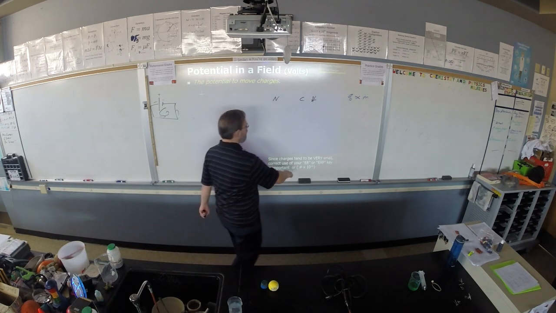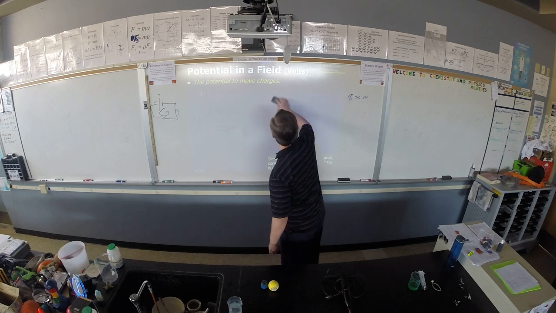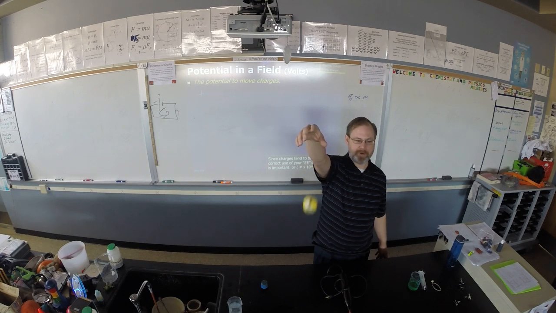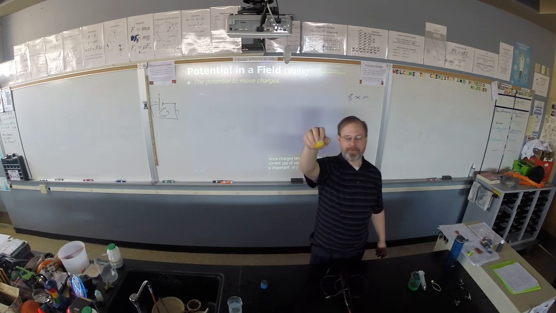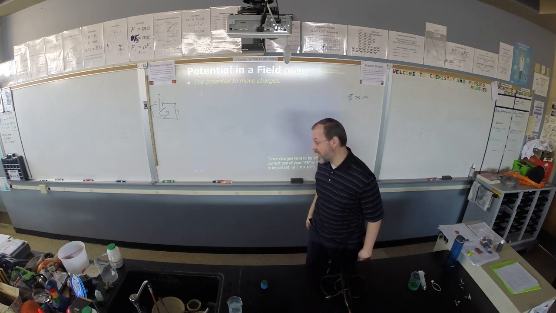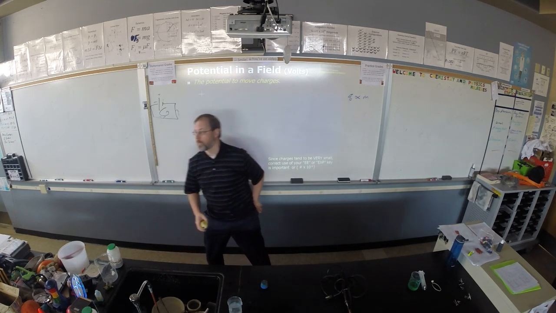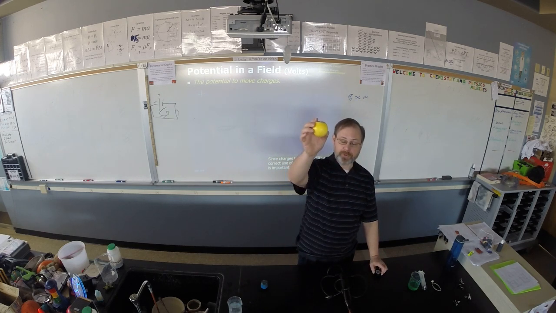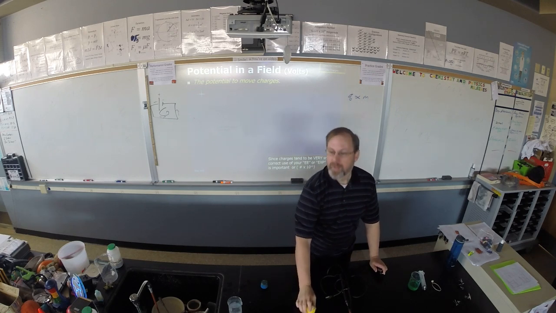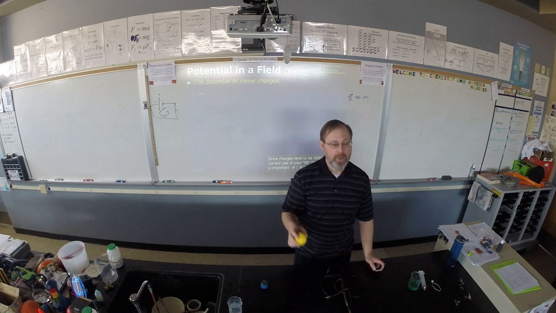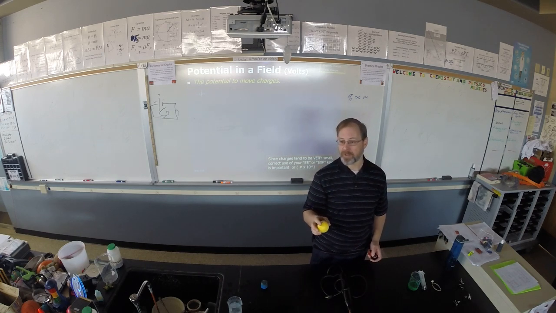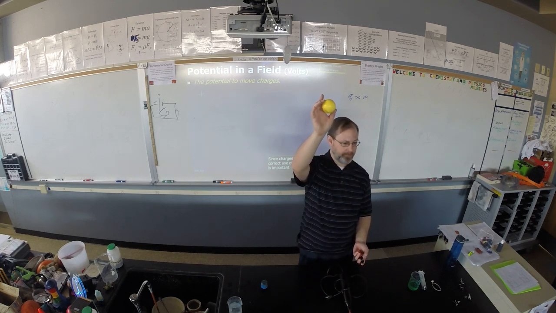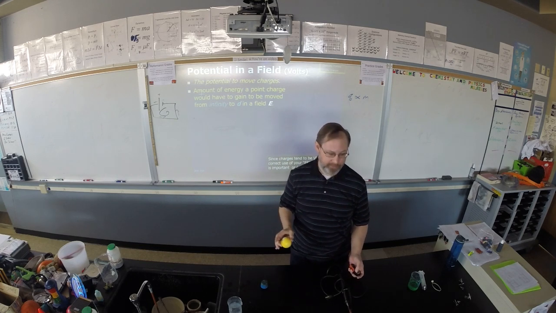So a ball in a gravitational field has the potential to fall, right? By falling through the gravitational field, its potential energy does what? It decreases. High potential energy, low potential energy. Potential to fall, no more potential to fall. A test charge does the exact same thing. When you put a test charge in an electric field, it has the potential to move towards or away from that field.